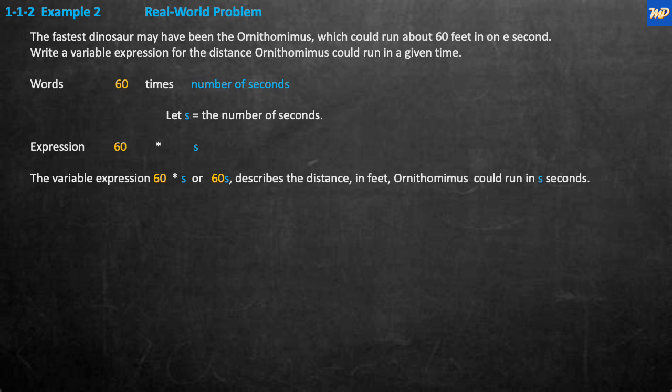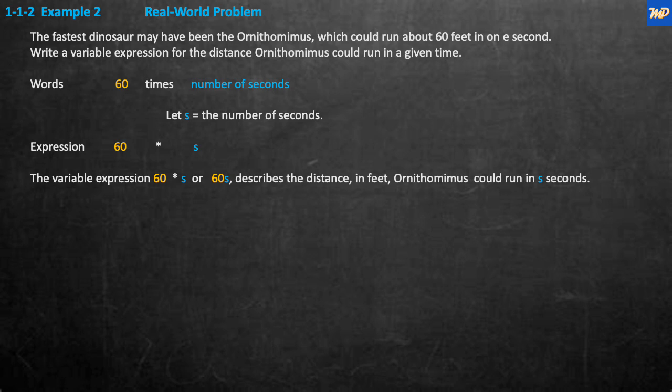Okay, for example 2, we have a real-world problem. The fastest dinosaur may have been the ornithomimus. I don't know how to pronounce it. It could run about 60 feet in 1 second. Write a variable expression for the distance this dinosaur could run in a given time.